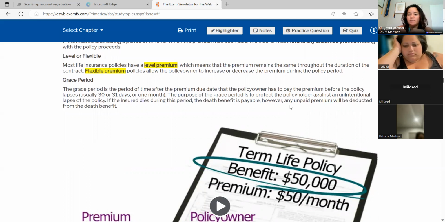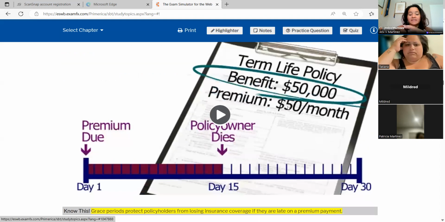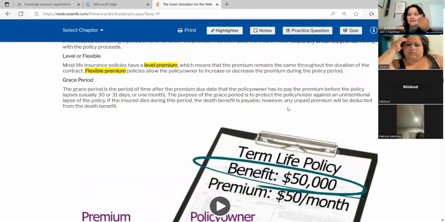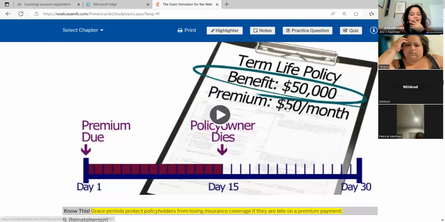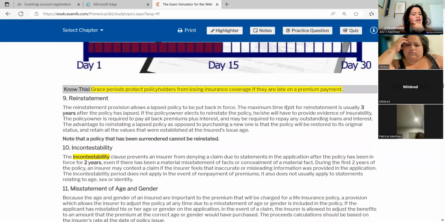It's like a car payment as well. I know you have a due date, but at the bottom it says a late fee will be charged after 10 days. Those 10 days are your grace period. And with insurance, since there are no late fees, there is basically cancellation. So the grace period protects policyholders from losing insurance coverage if they're late on a premium payment.